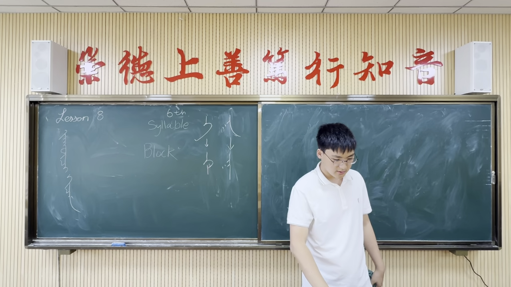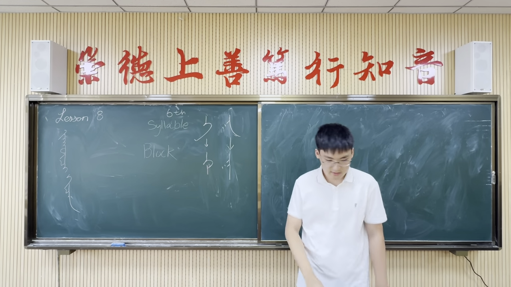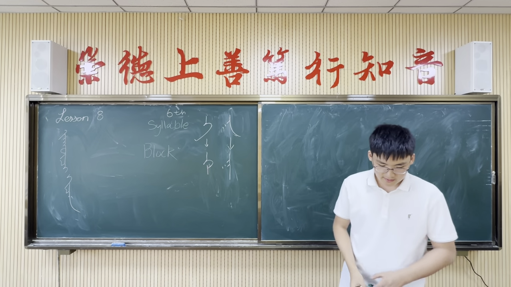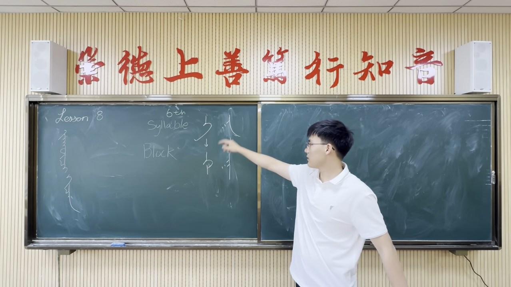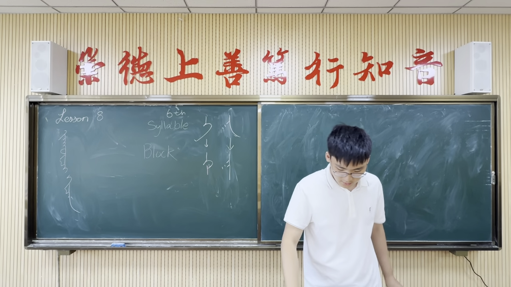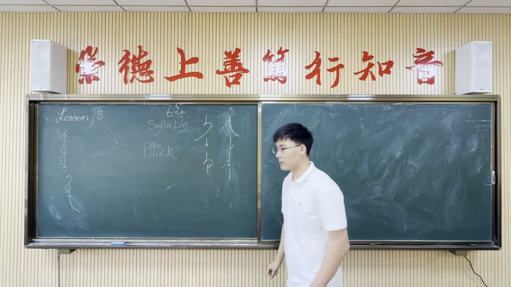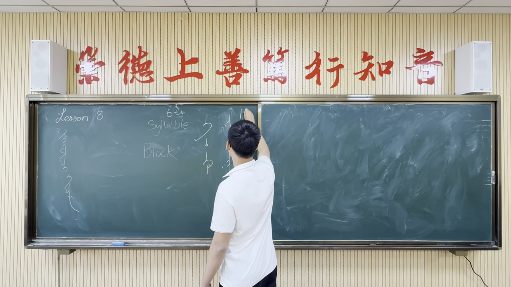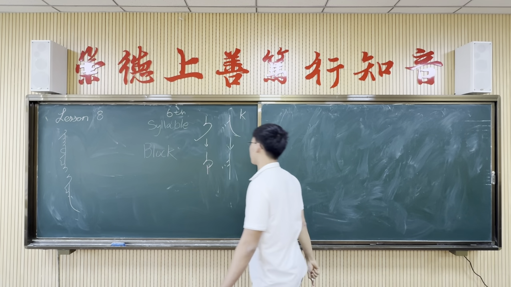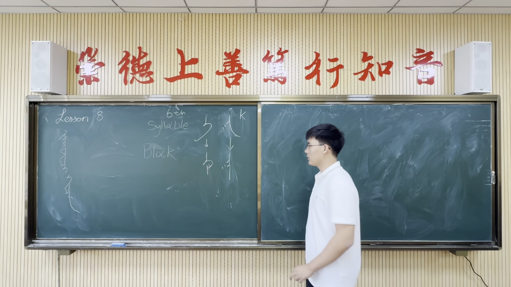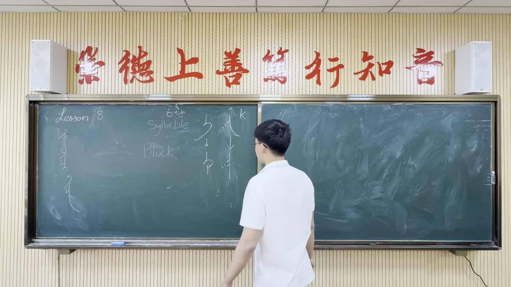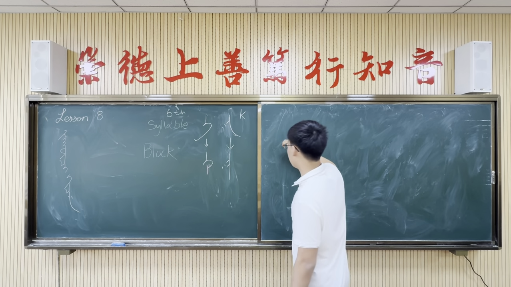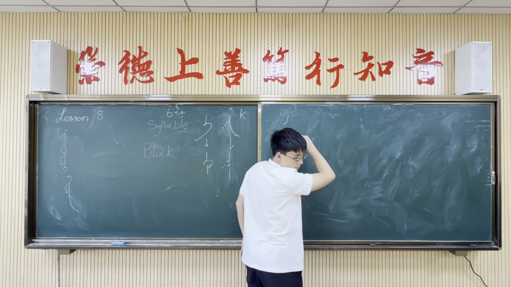Alright guys, lesson 8. In this lesson, we'll learn about the 6th syllable block. It involves two ways of connecting. These blocks represent the K sound, right? There are two ways of applying this syllable. Let me show you right now how this works.